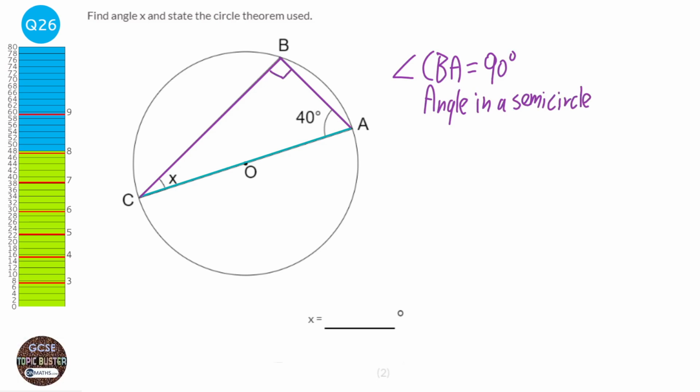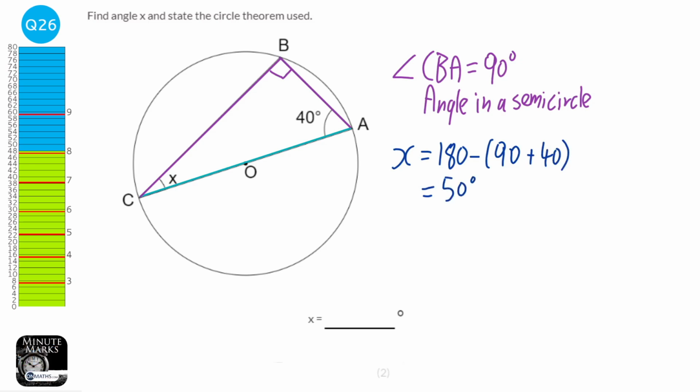So this is 90 degrees, and therefore to find x, we're just going to take away the 90 degrees and the 40 degrees from 180, which will give us 50 degrees. Now you also need to write down the reason why we took it away from 180 degrees. Obviously, angles in a triangle. Make sure you write that down because you get marks for all of the reasons.